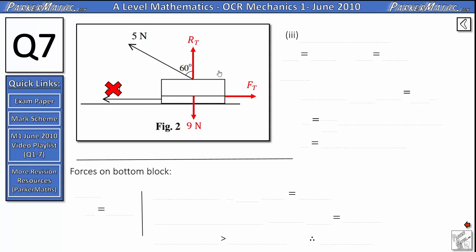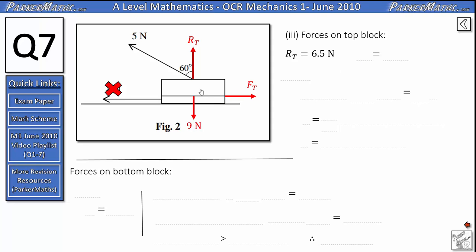And to find the acceleration of each part, we're going to work with each part separately. So first of all, I'm going to look at the forces on the top block. This is going to be very similar to what we did in part 2. Working vertically, we're going to have exactly the same thing. We would get RT plus 5 cos 60 minus 9. So when we solve for RT, we will get exactly the same as in part 2.